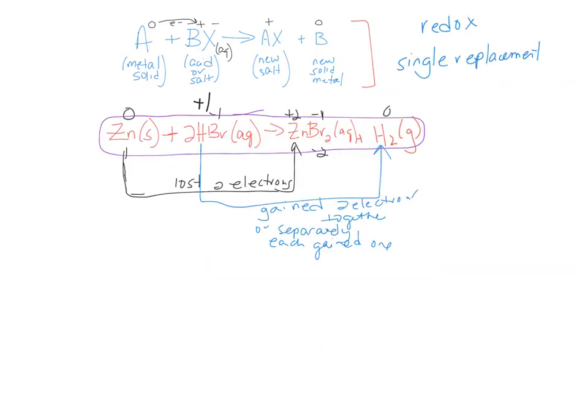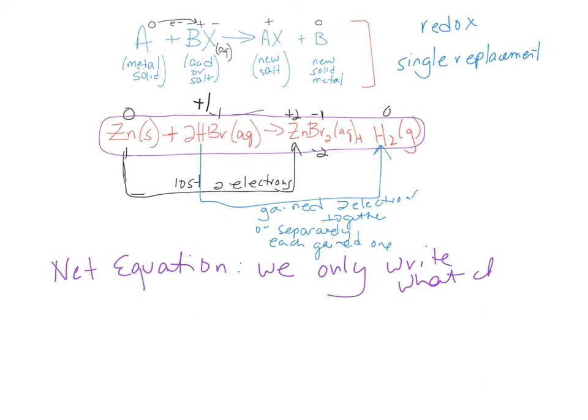Okay, so in a net ionic equation, any net equation, let's call it just a net equation, we only write what changed. We only write what changed. And I want to say something else that you should write down. In order to have a redox reaction, we have to have something reduced and something oxidized. You can't have one half. So let's look at our equation up here.